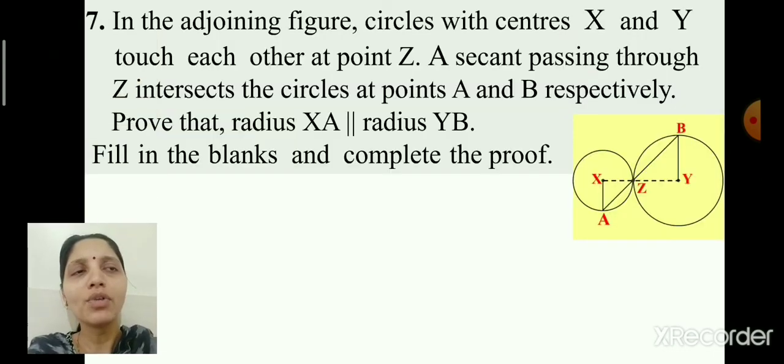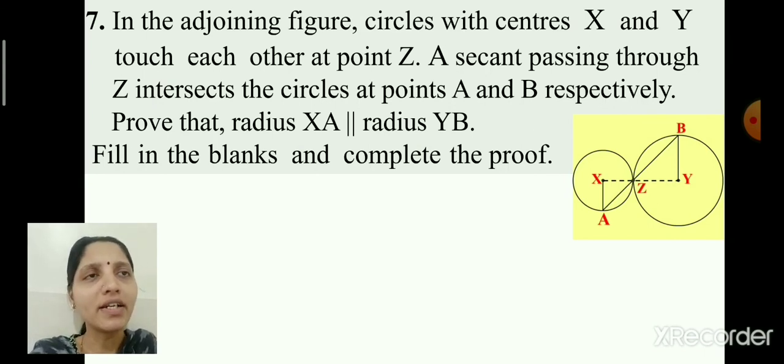Now let's move on to the next question. In the adjoining figure, circles with centers X and Y touch each other at point Z. A secant passing through Z intersects the circles at points A and B respectively. Prove that radius XA is parallel to radius YB. Fill in the blanks and complete the proof.